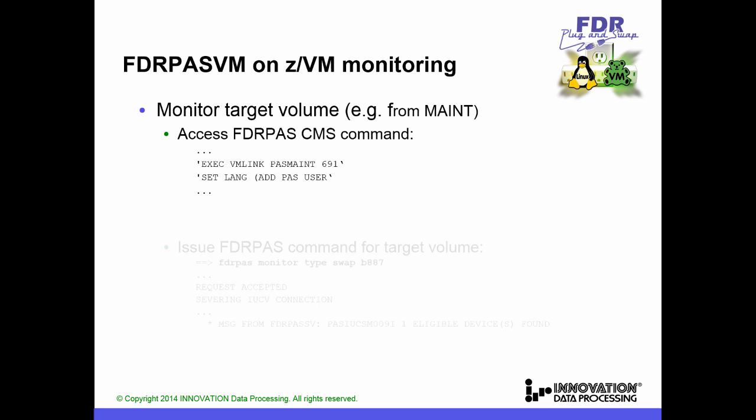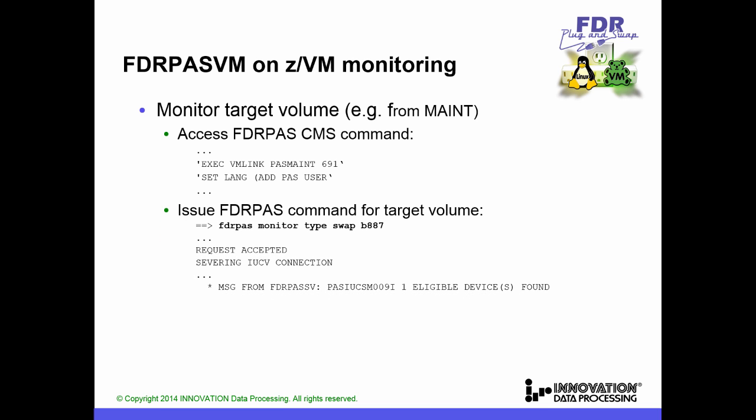Okay, then you issue the, let's see, ACCESS FDRPAS. So the question is, where do you run FDRPAS from? And we find it varies depending on the shop. Myself, I just like logging on to MAINT, right? I don't have a personal sysadmin ID. So MAINT would do LINK to PASMAINT 691, and you have to set the language for the CMS parser. We can talk about that, Alan.